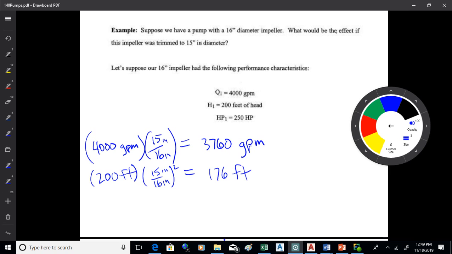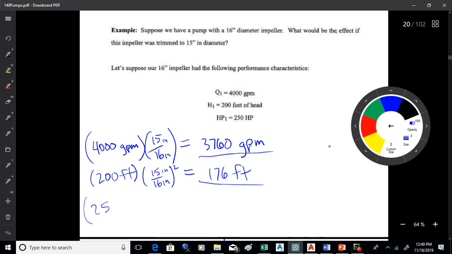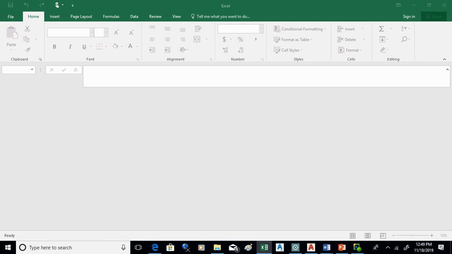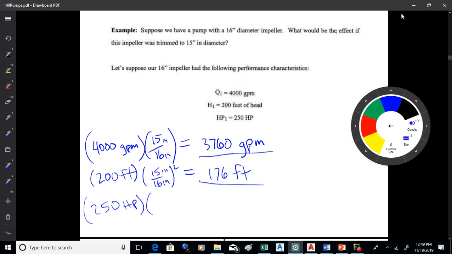Now you might wonder, why do I want less flow and less head out of a pump? Well, the answer is in the power you're going to use up. Okay, so if this pump is currently using 250 horsepower, if you take 15 over 16 and you cube it, take it to the third power, and multiply it by 250, you're only going to be using 206 horsepower.